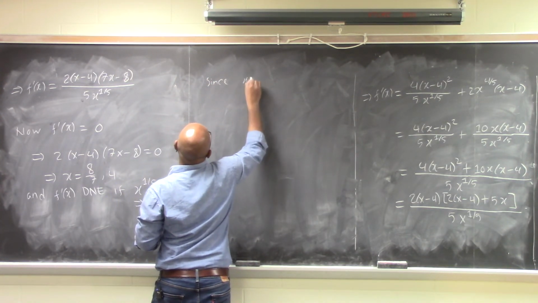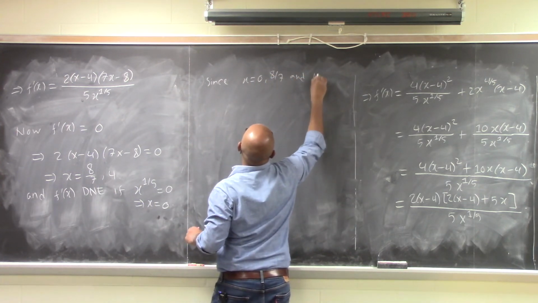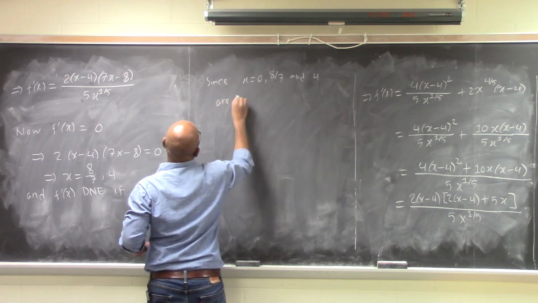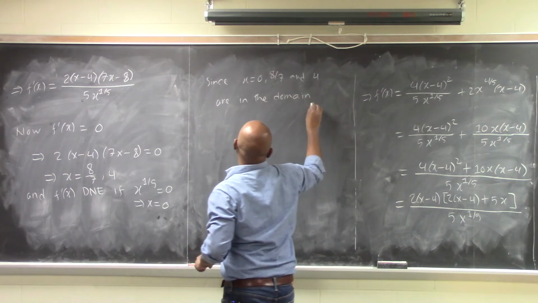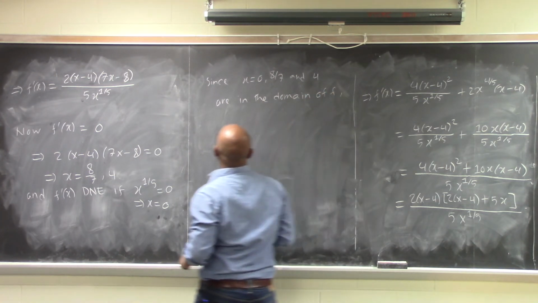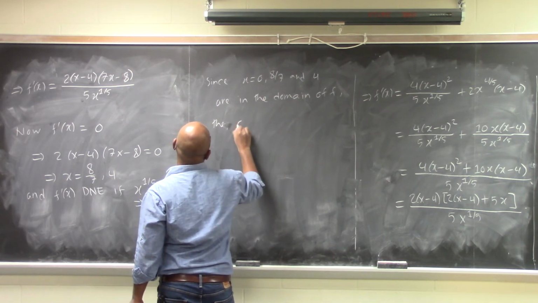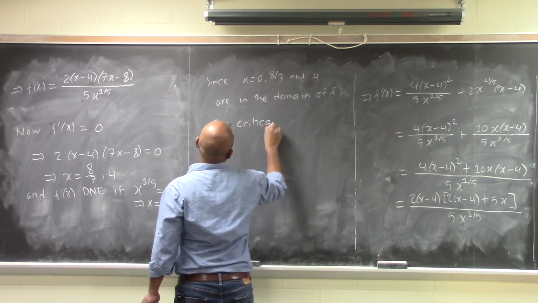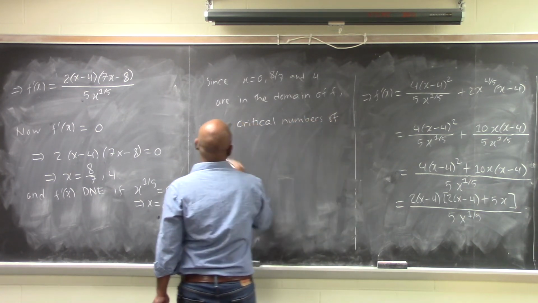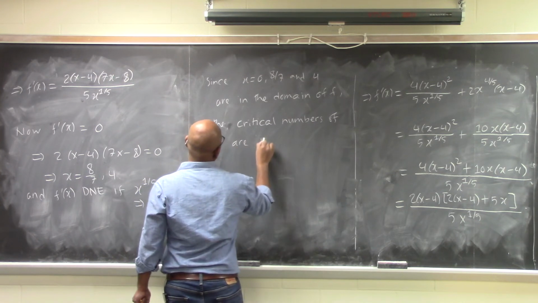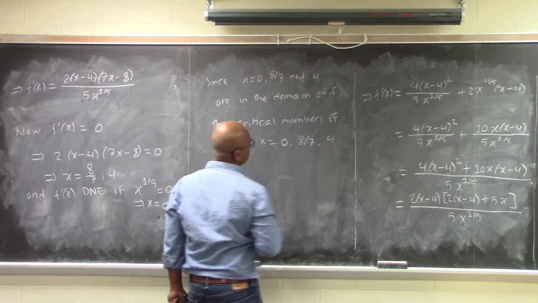Since x is equal to 0, 8 over 7, and 4 are in the domain of f, the critical numbers of f are x equal to 0, 8 over 7, and 4. So 3 critical numbers.